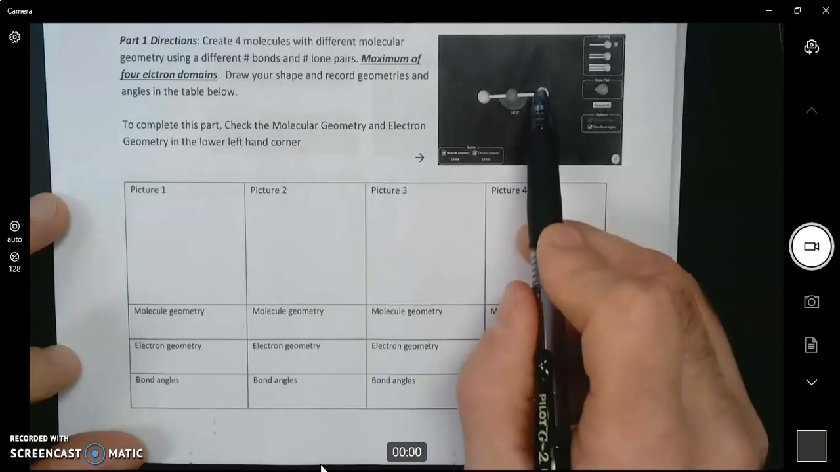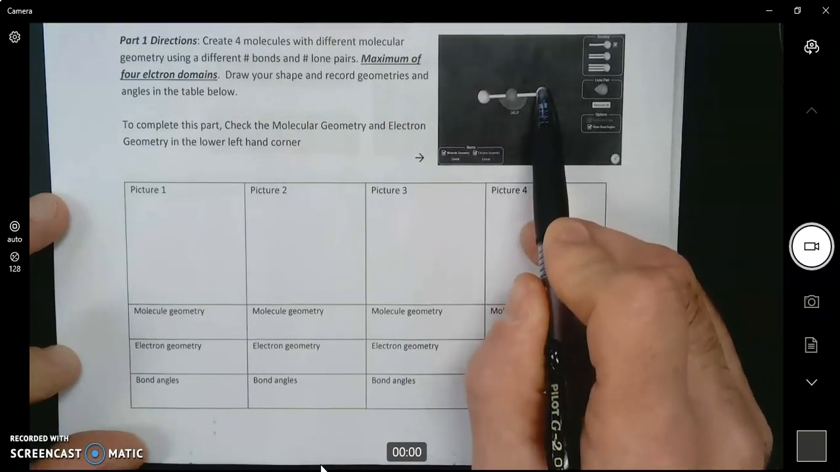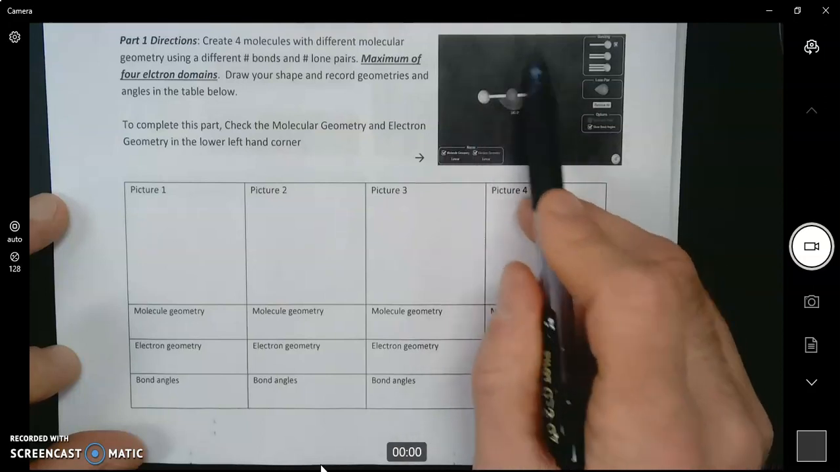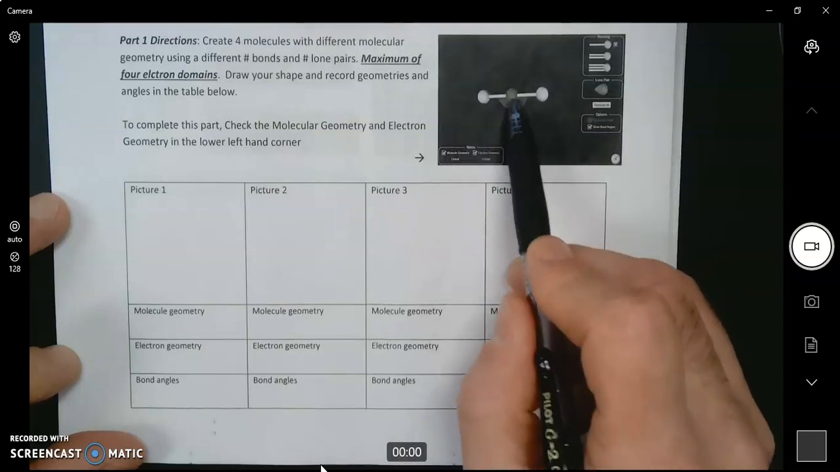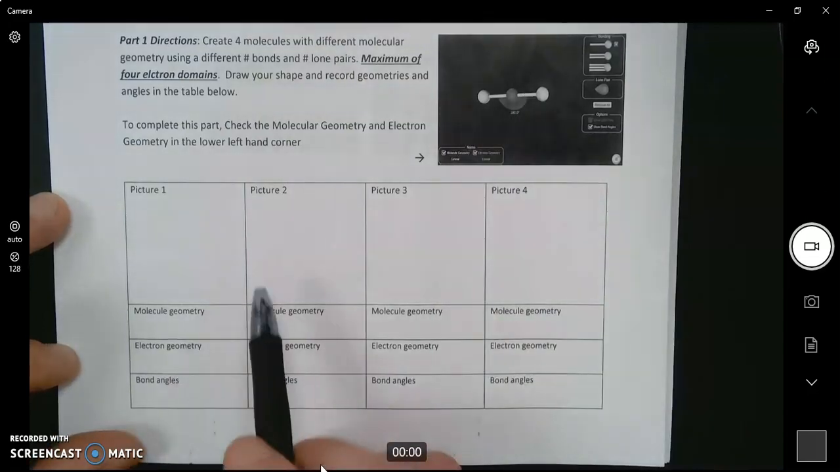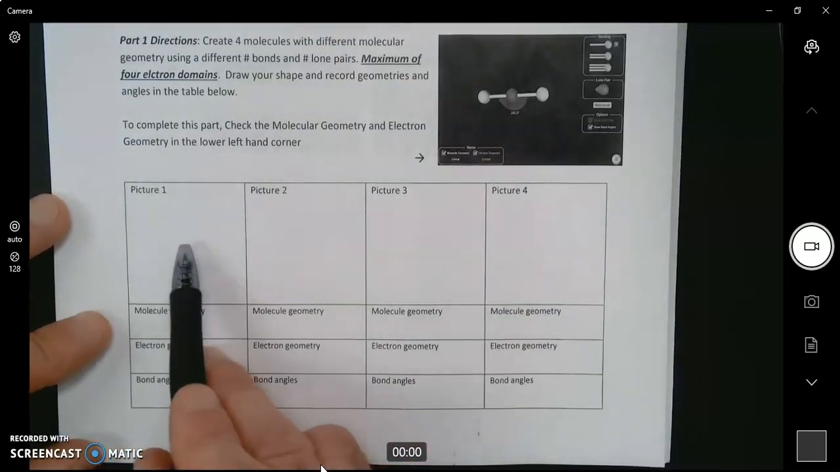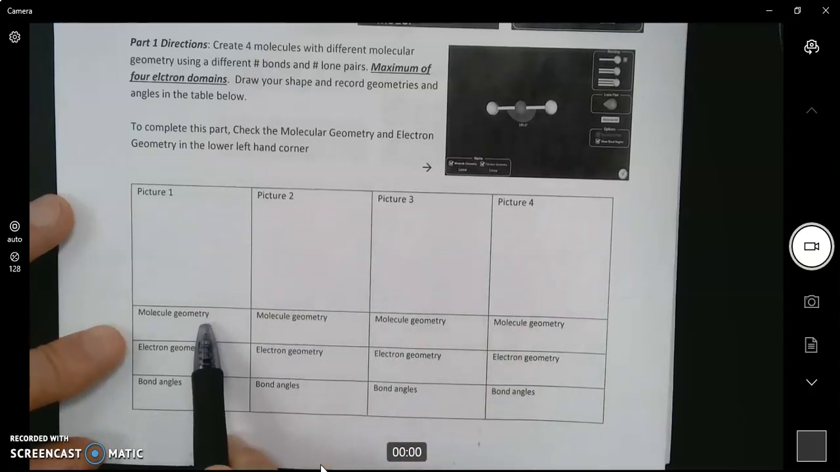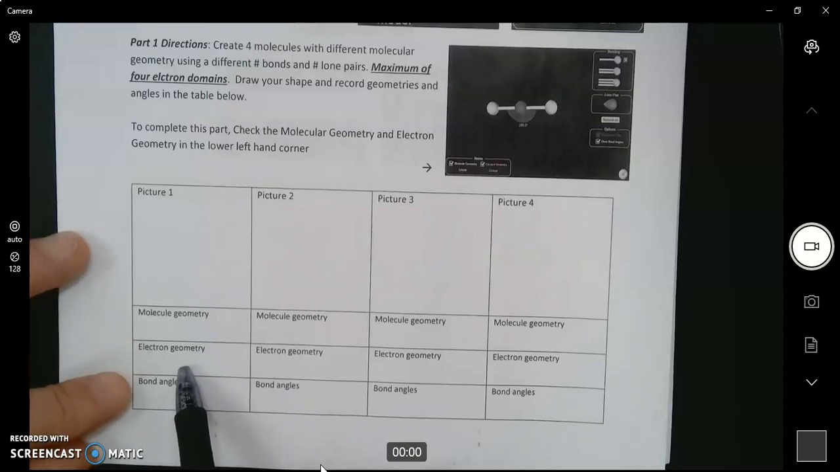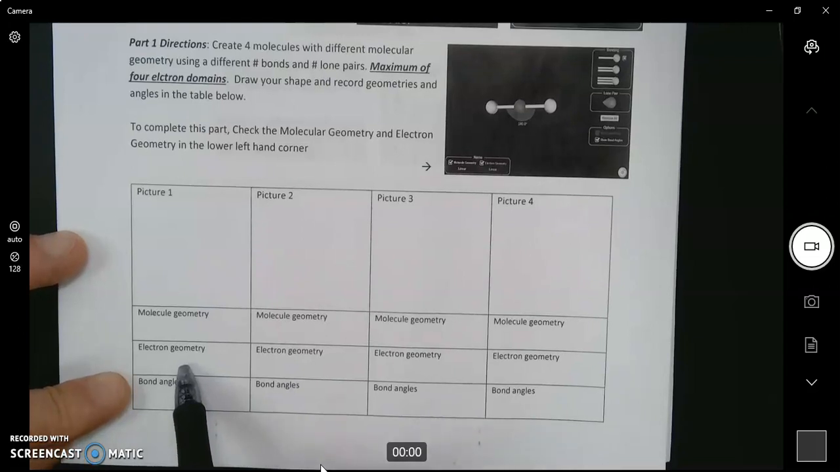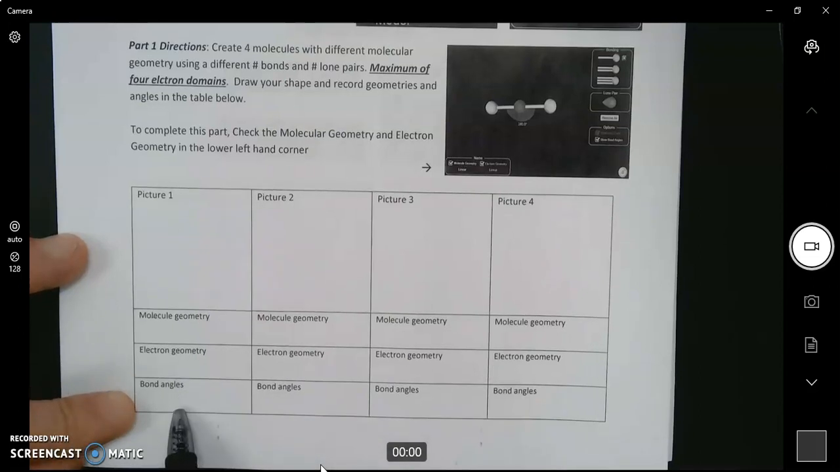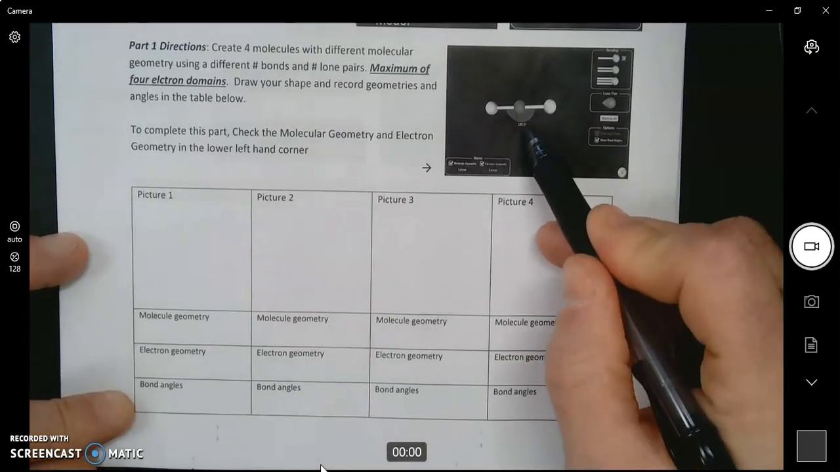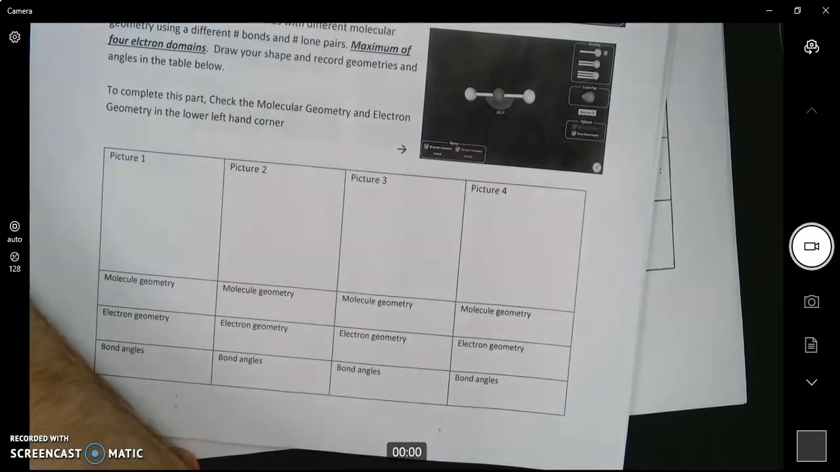And then also make sure you don't have any more than 4 domains. You can have 1, 2, 3, or 4 domains around the central atom. Don't go above that. On the lab sheet, which you can print off, you're going to draw your VSEPR drawings in these, and then write down the molecular geometry, which is the shape, and your electron geometry, which is the family. That'll either be triangular planar, tetrahedral, or linear. And then write down the bond angles.